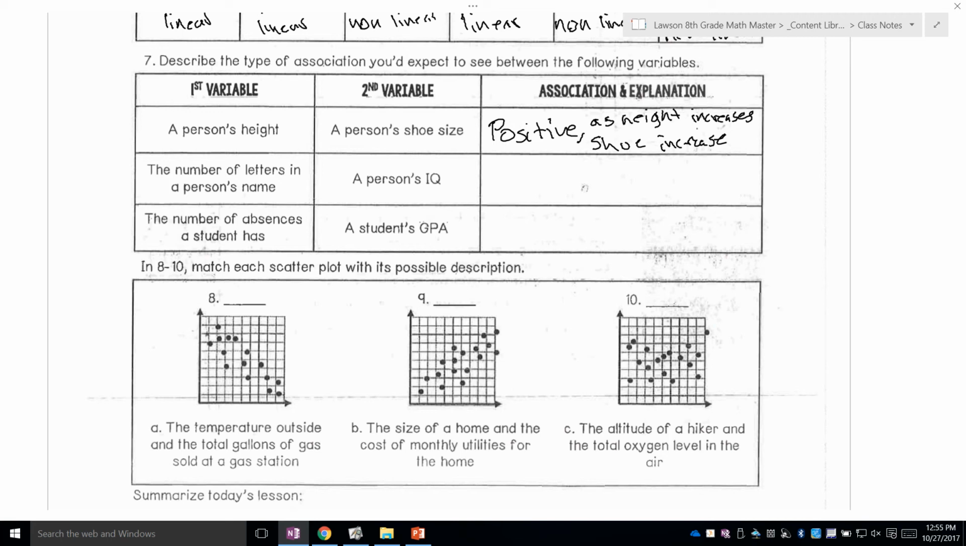The first variable for the second situation is the number of letters in a person's name versus the person's IQ. The number of letters in a person's name, is that going to have anything to do with how smart they are? Absolutely not. So we're going to say no association.